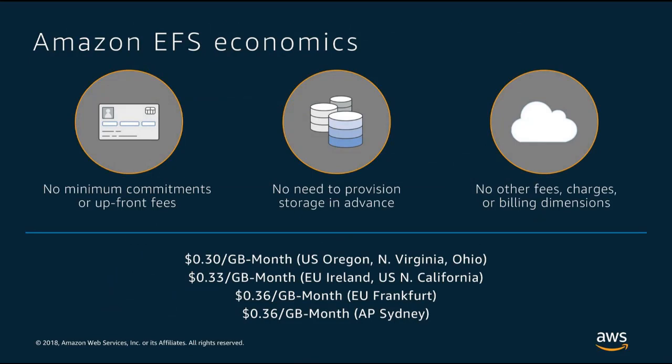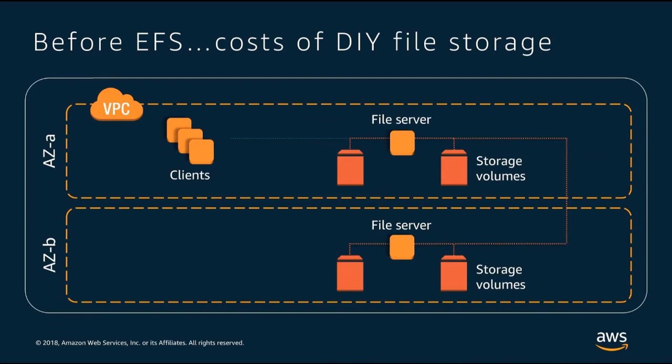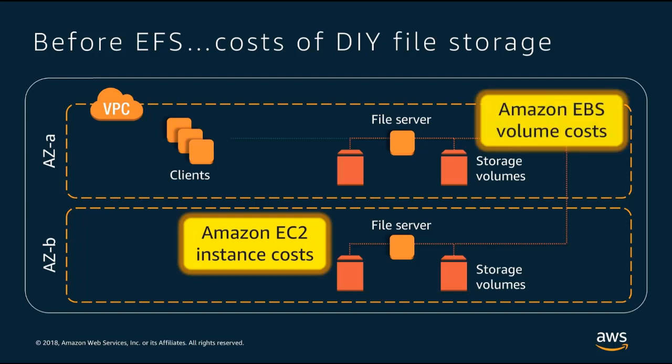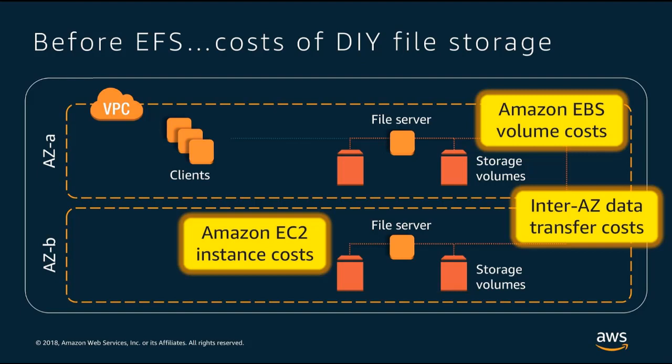Going back to the economics, again, you pay one flat rate just for the data you're storing. It's not a provisioned model, it's fully elastic. And you can see our costs in the various regions below. Now, earlier, we talked a little bit about how you would need to do this yourself before EFS. However, doing it can really get quite costly. First, you have EC2 instance costs for the file servers, EBS volume costs for the storage, and you have inter-AZ data transfer costs for replicating that traffic between availability zones.